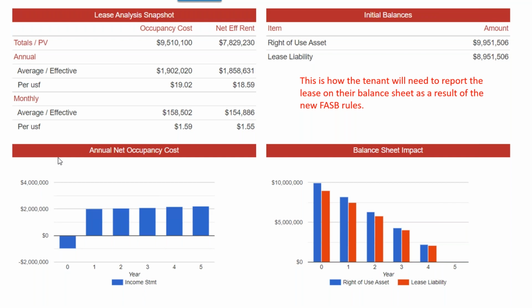And both of these take into consideration your tenant improvements. So that's why we call it occupancy cost. And then on an annualized basis, you see the average just without any discounting, and then the effective rent, and then put on a per square foot basis. And sometimes, of course, we like to also look at it on a monthly basis, as well as looking at it per usable square feet.